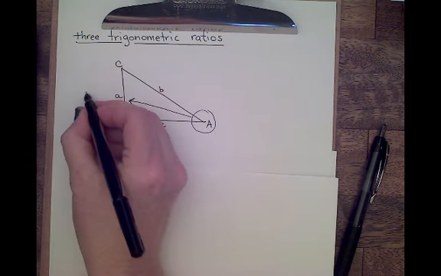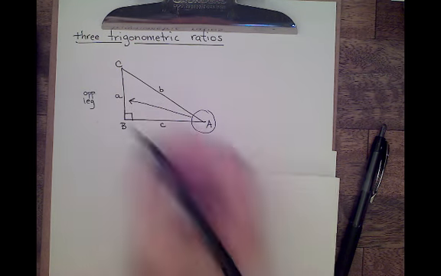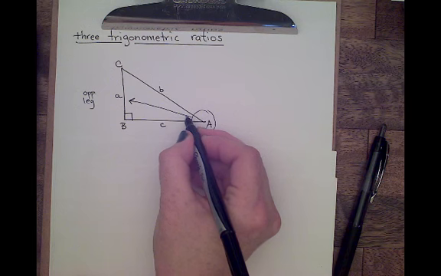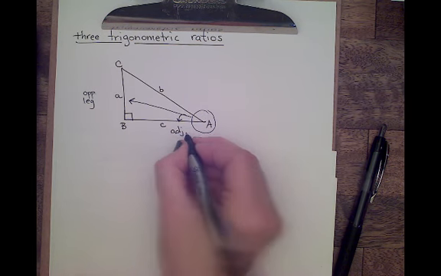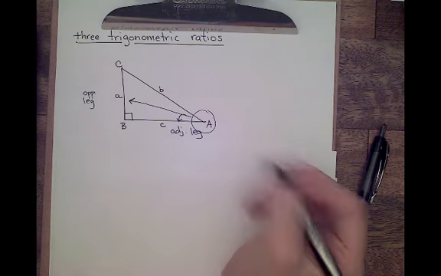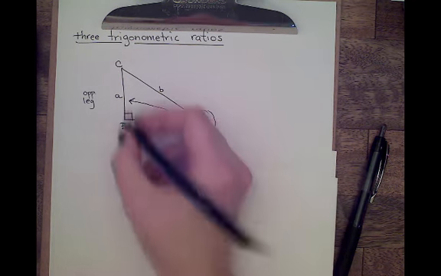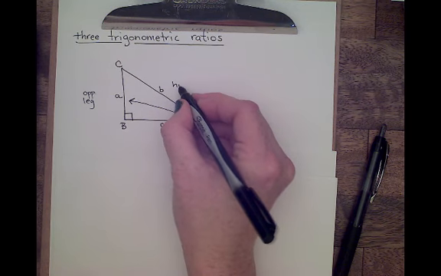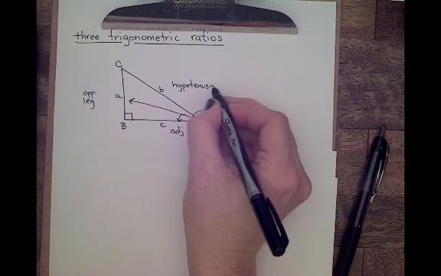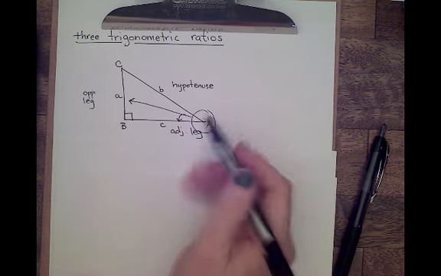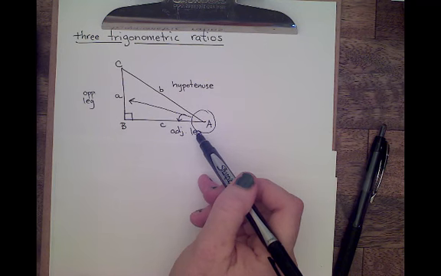So little a is going to be called the opposite leg. Little c is going to be called the adjacent leg. And then b, regardless of what angle we're talking about, is always going to be the hypotenuse. Now notice everything's with respect to A, and we're going to see later if we're talking about angle C, the opposite and the adjacent legs are actually going to switch, which is really important.